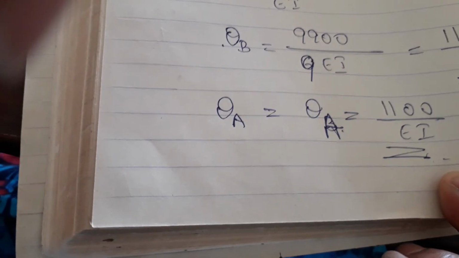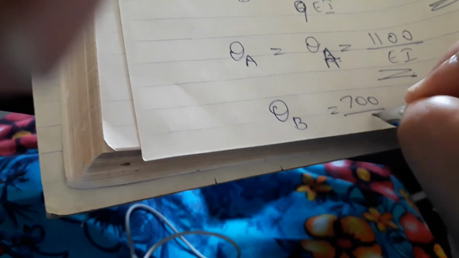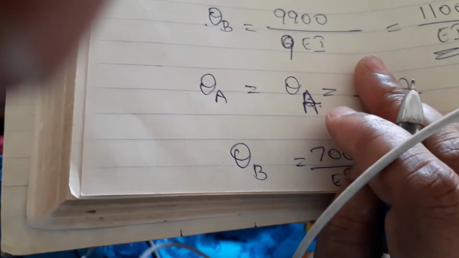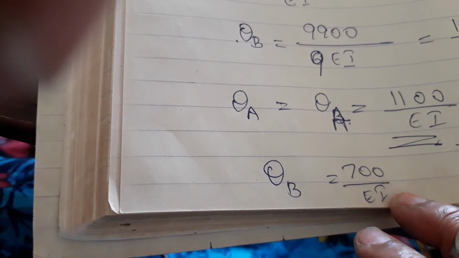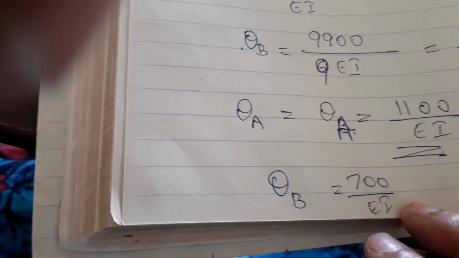And always we calculate in a reverse way. So the smaller one will be theta B, therefore we take theta B is equal to 700 by EI. So we have calculated theta A and we have calculated theta B, right? So this is how we have to calculate.